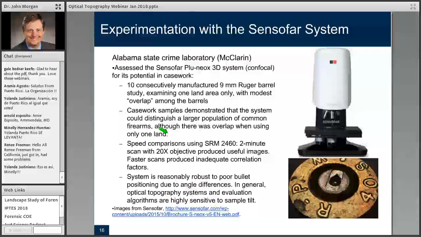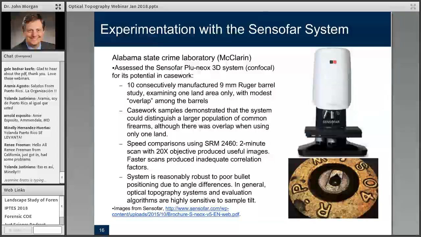The Sensofar is actually a different system. It's used primarily in Europe and around the world. It isn't as common here in the United States, where I'm talking from, but it's actually been used an awful lot in operational crime laboratories. It has a confocal microscopy capability. It has been published by Derek McLaren, now with FBI, then at the time with Alabama State Laboratory, looking at 10 consecutively manufactured 9mm Ruger barrels in one study, examining one land area only.